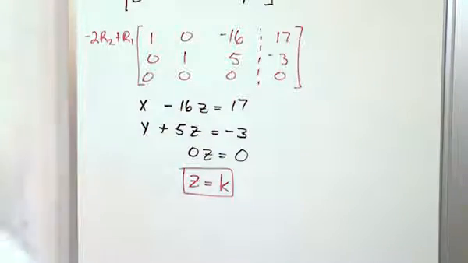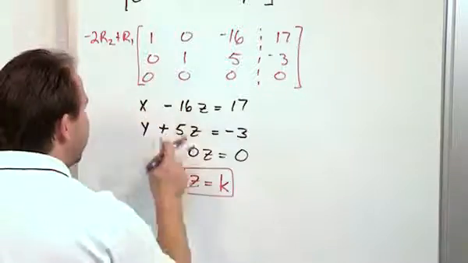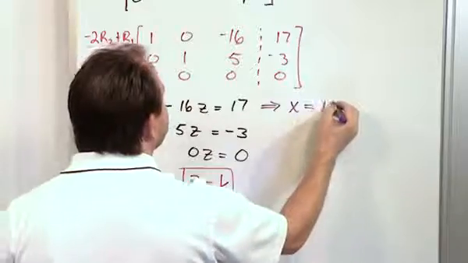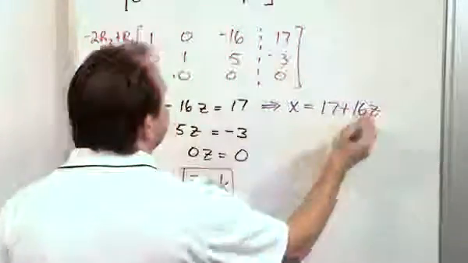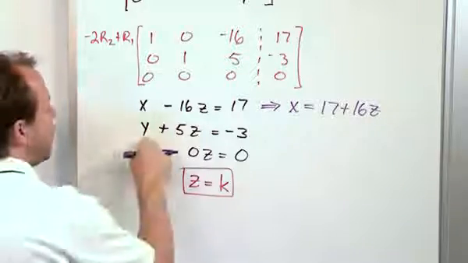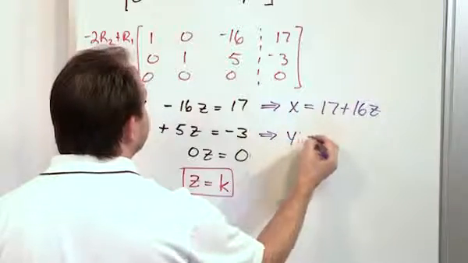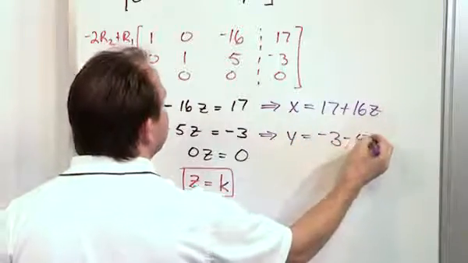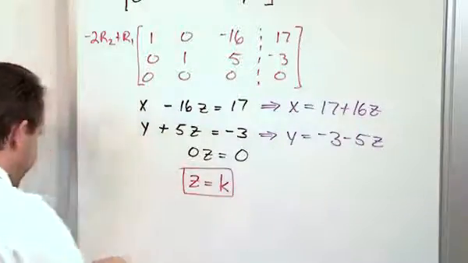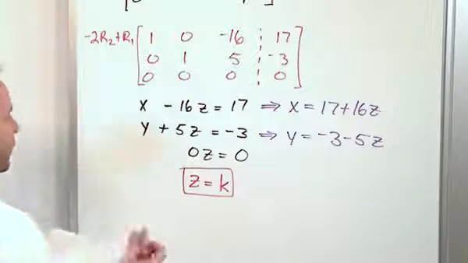All right, and then we go up to x and y, and we realize that we can rewrite x and y. We can say that x is equal to 17 plus 16 times z. We just take this and move it over there. And then over here, y is equal to -3 minus 5z. So we solve for x and y in terms of the variable that we're allowing to vary and go all over the place. And now we can get down to brass tacks and write the final solution.